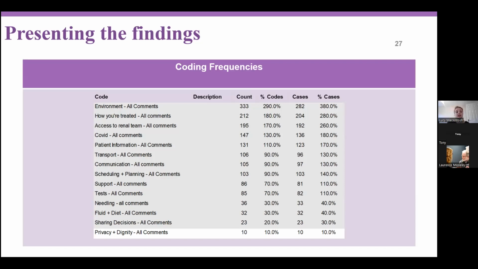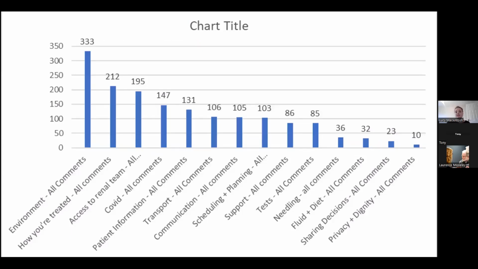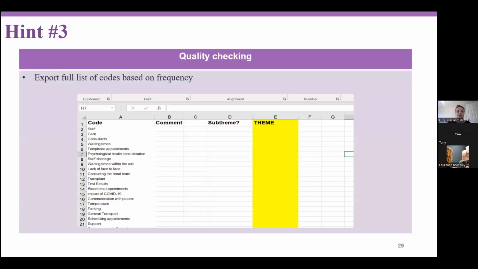And here you can see that environment was the theme most commented on in 2020 by patients, followed by how they were treated by the renal team. Privacy and dignity, sharing decisions, fluid and diet were the themes that were least commented on. So here are the 13 themes of the kidney PREM, and that's how we reported it. So we were able to see very quickly where the issues lay. You can also present these in charts. So just using the same coding frequencies, there is a chart icon, and you can create bar charts.